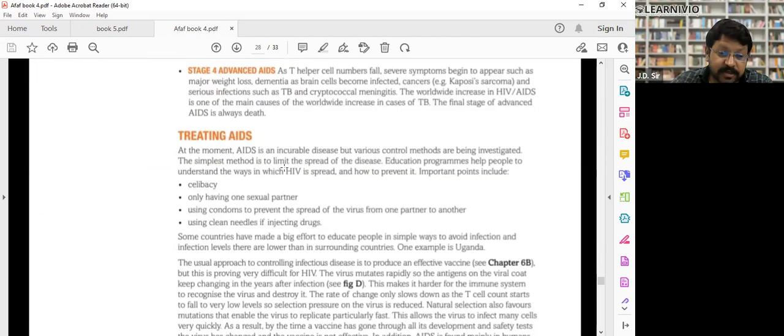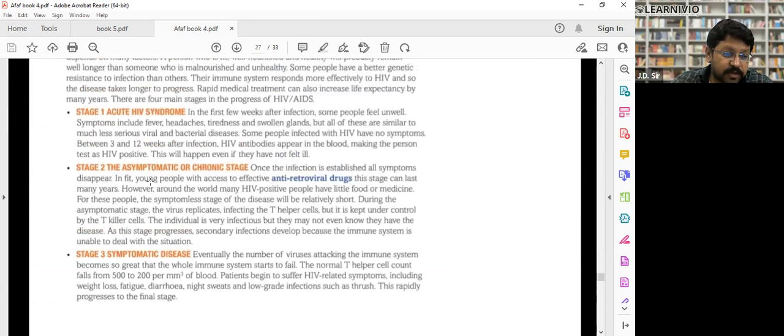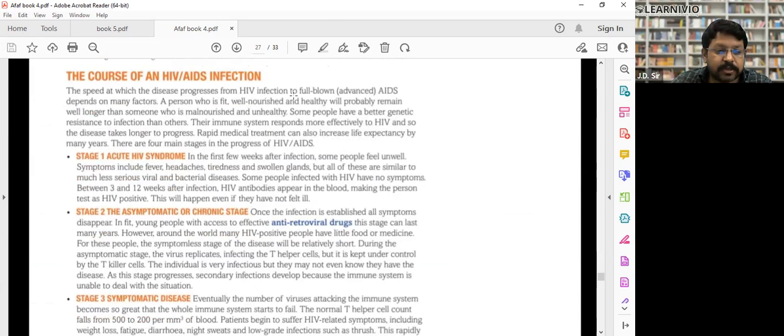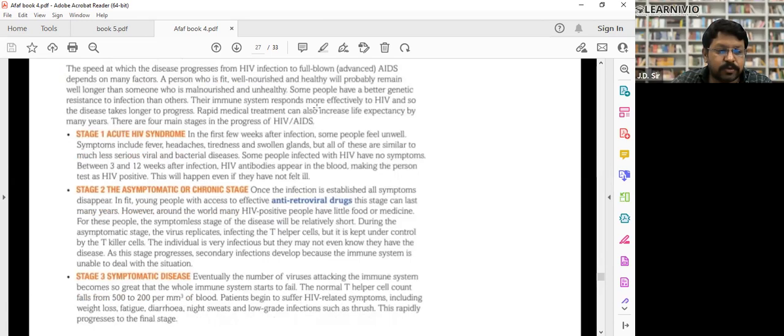So first I want to tell you what the stage is, right? Acute HIV syndrome. So what is the acute disease? Start from here. I'll just go through it with speed. The speed at which the disease progresses from HIV infection to full-blown advanced AIDS depends on many factors. A person who is fit, well nourished, healthy will probably remain well longer than someone who is malnourished. That's common. And the immune system responds more effectively to HIV, so the disease takes longer to progress rapidly.